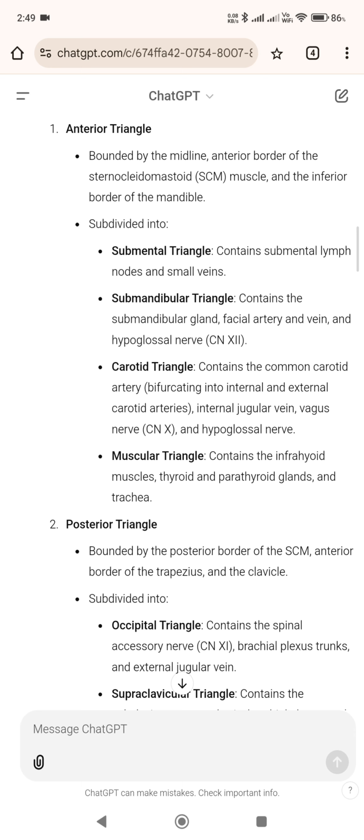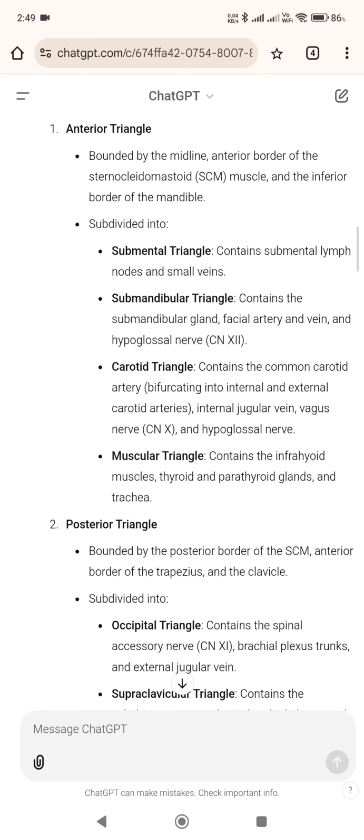Carotid triangle, contains the common carotid artery, bifurcating into internal and external carotid arteries, internal jugular vein, vagus nerve (CN X), and hypoglossal nerve. Muscular triangle, contains the infrahyoid muscles, thyroid and parathyroid glands, and trachea.